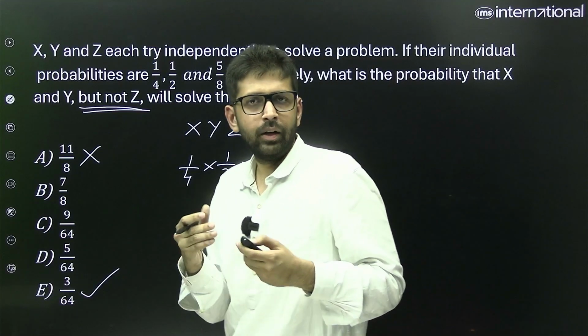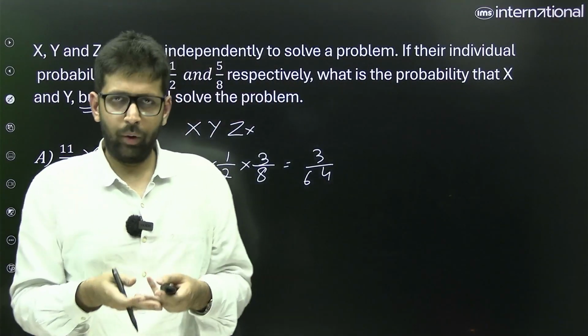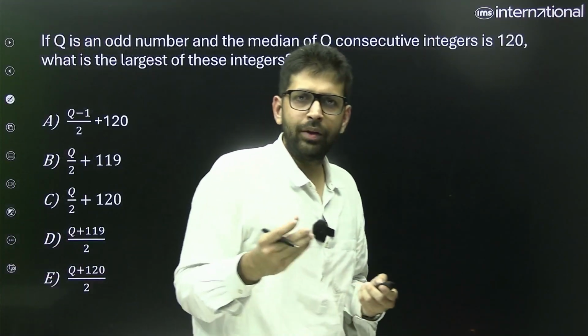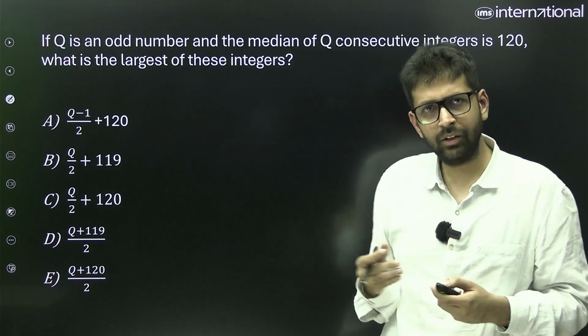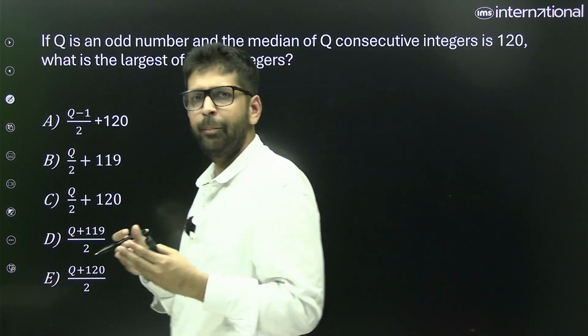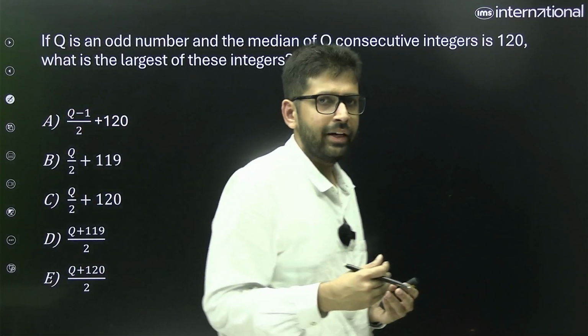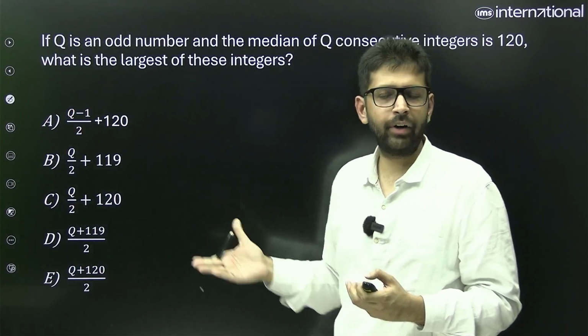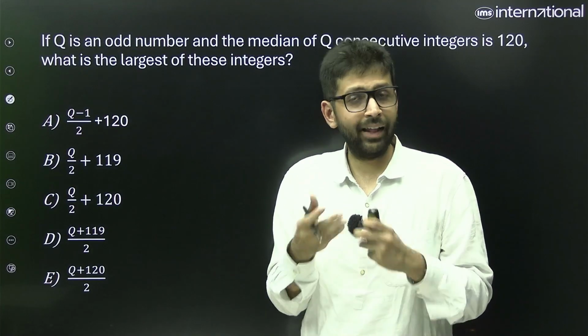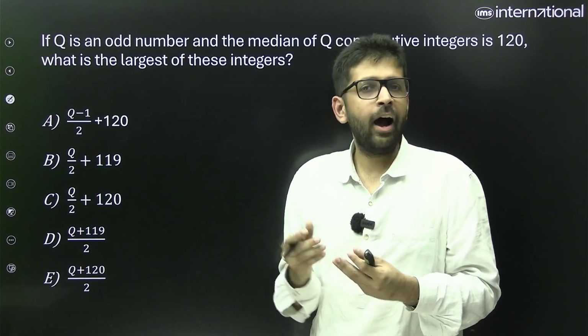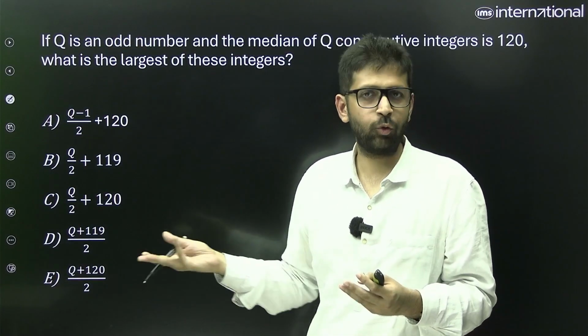Now, moving on to another question. This question is a part of your statistics: if Q is an odd number and the median of Q consecutive integers is 120, what is the largest of these integers? And there are these 5 options in front of you. Try this and then we will try to understand how do we go ahead and solve this question.